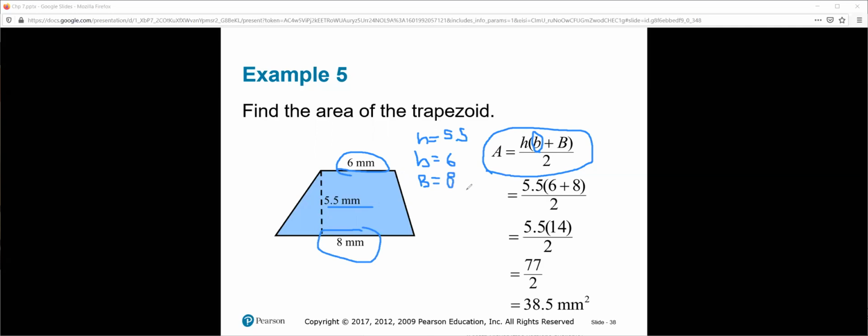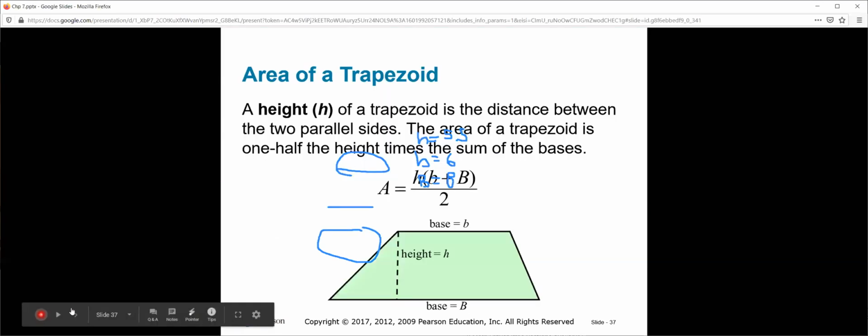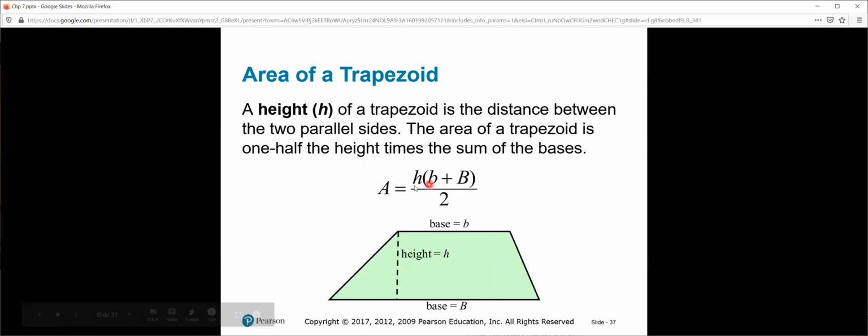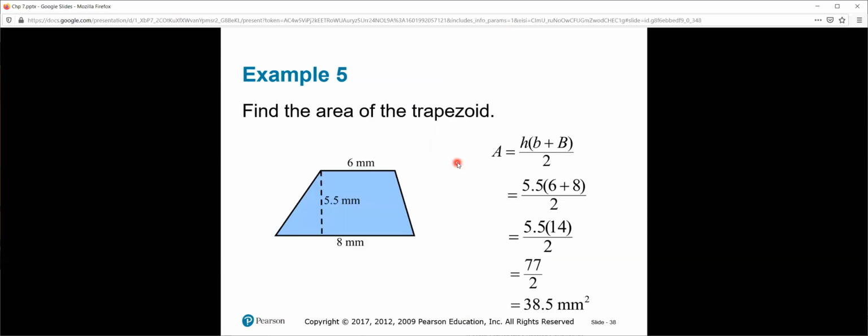And, right, might as well point this out. Does it matter which B is which? No, because they're both in parentheses, right? This base and this base, if I get them backwards, the math doesn't care. But I can't get H messed up with a B because I'm going to have bad times.